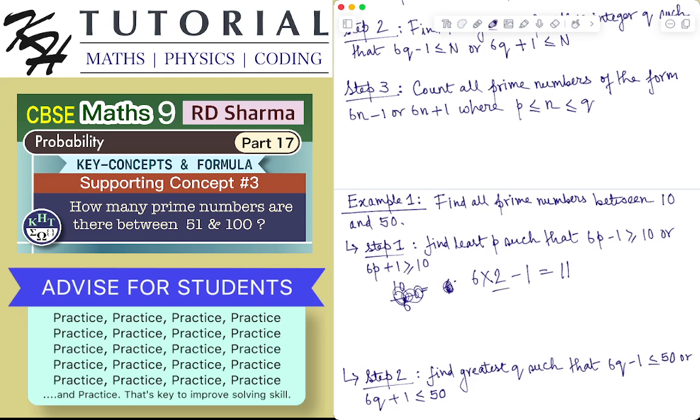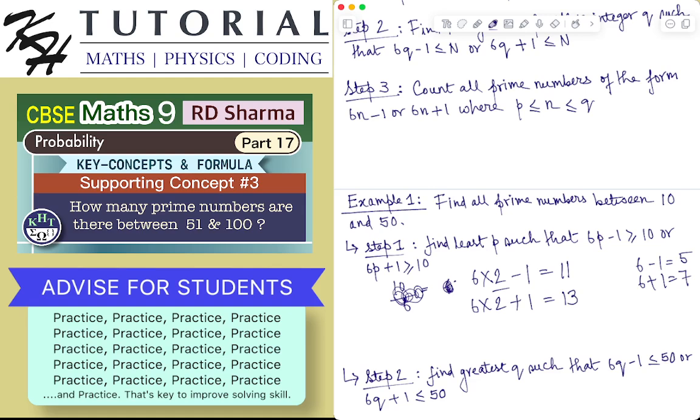because 6 into 1, if you consider n to be 1, 6 minus 1 is 5 and 6 plus 1 is 7. Both are less than 10. So if you consider now 2, then 6 multiplied by 2 minus 1 is 11, and 6 multiplied by 2 plus 1 is 13. So the P will be 2.